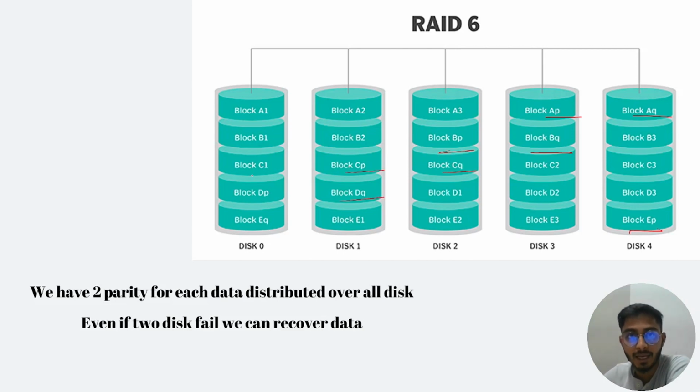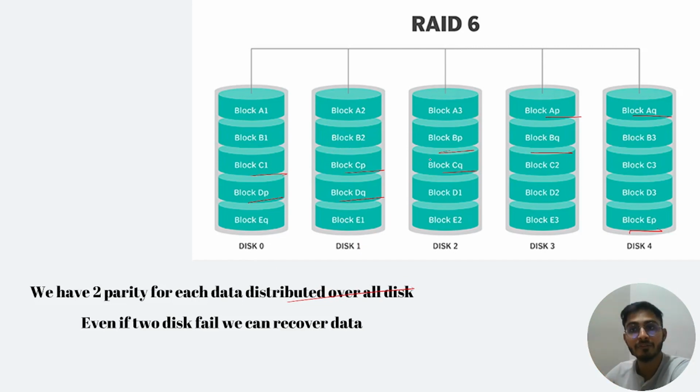P and Q are the parity. I am giving you a hint. P and Q are the parity. We have two parities for each data distribution over the disks. Even if two disks fail, we can recover data.